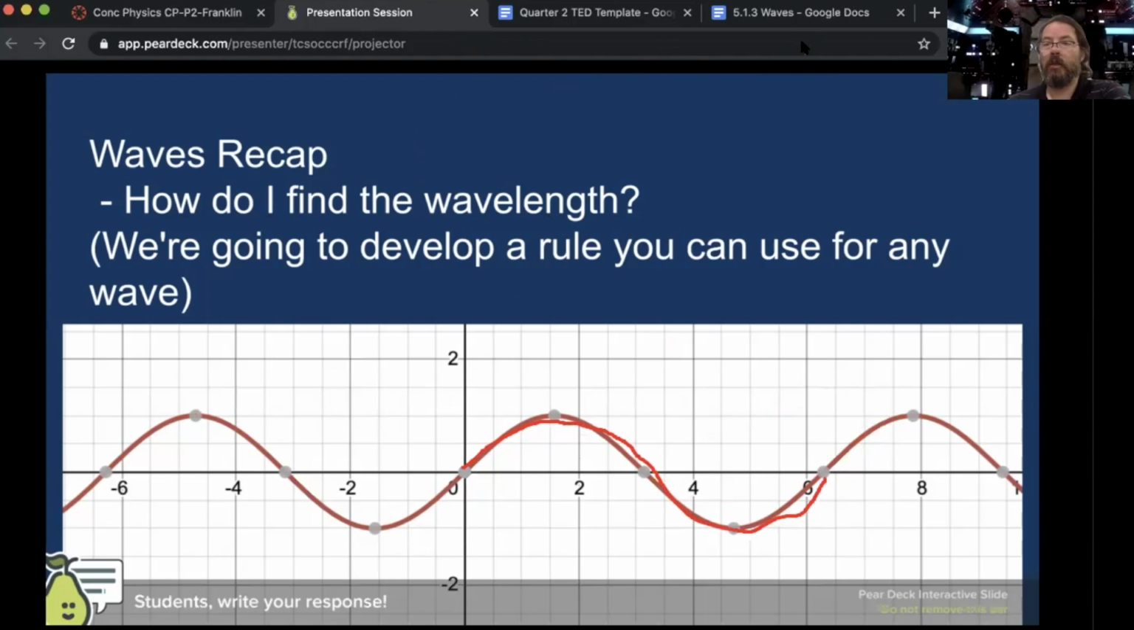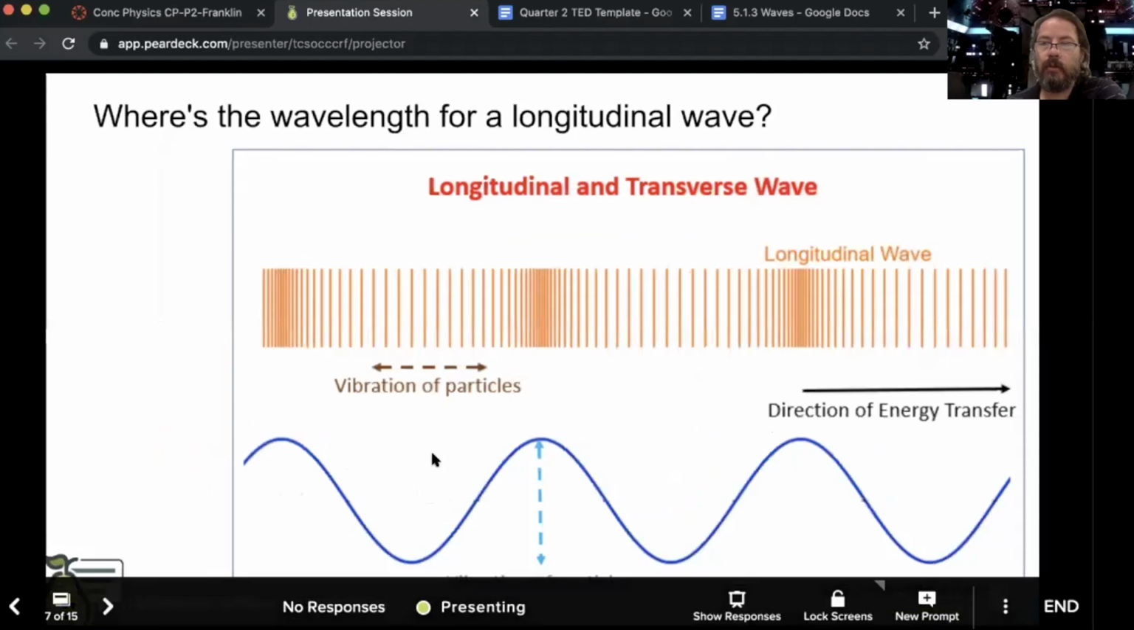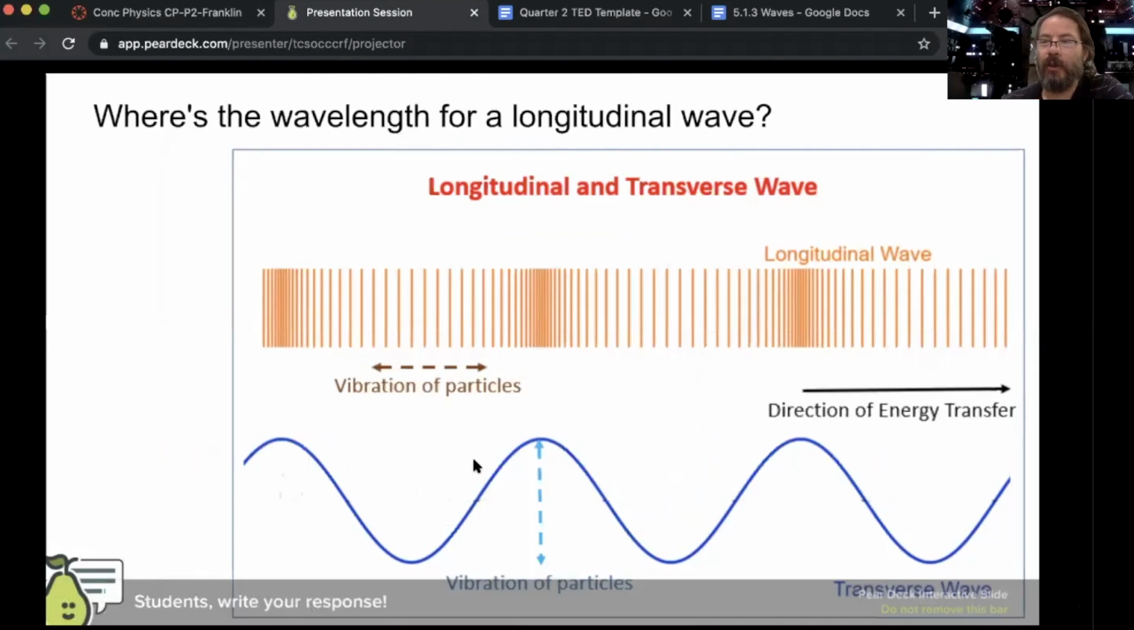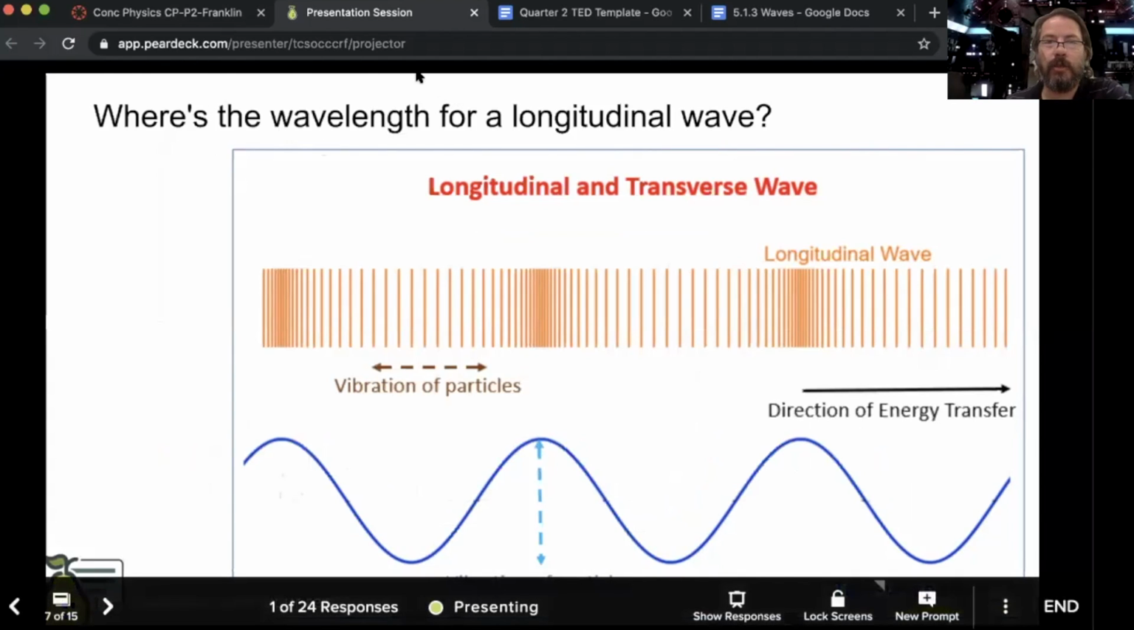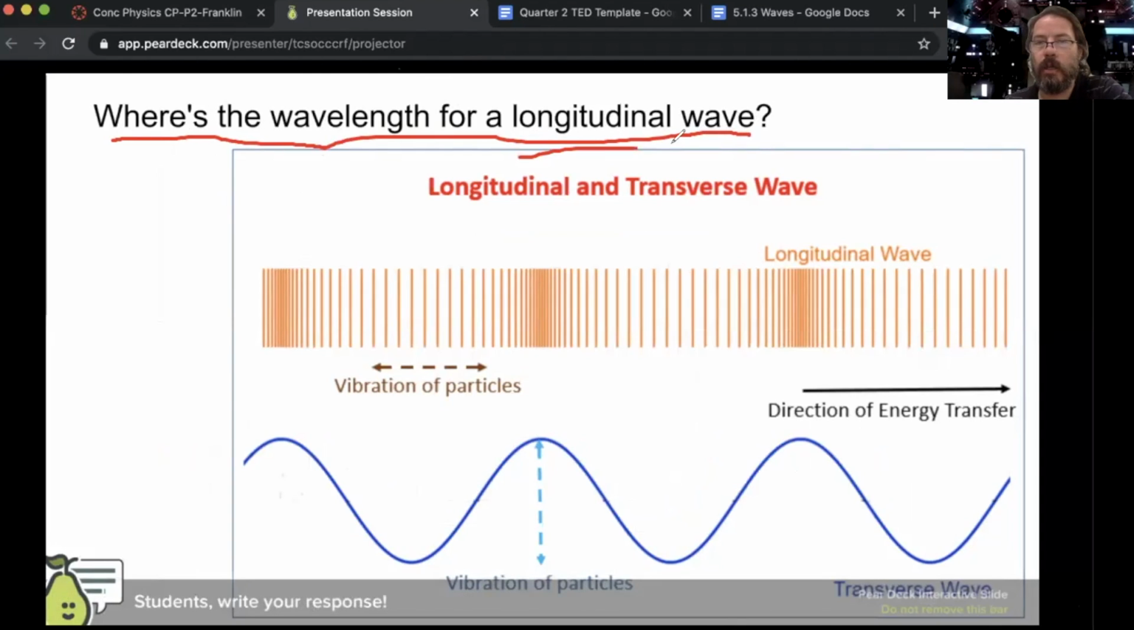Okay, so now let's go to the challenging question. That should have been kind of a review and a clarification, but now let's take a look. We've got a longitudinal wave and a transverse wave. First let's make sure we're clear on what a longitudinal wave is, and then I'm going to ask this question. Don't answer it yet, but in a second we'll answer it. What's the wavelength for a longitudinal wave? But first we've got to know what that is.